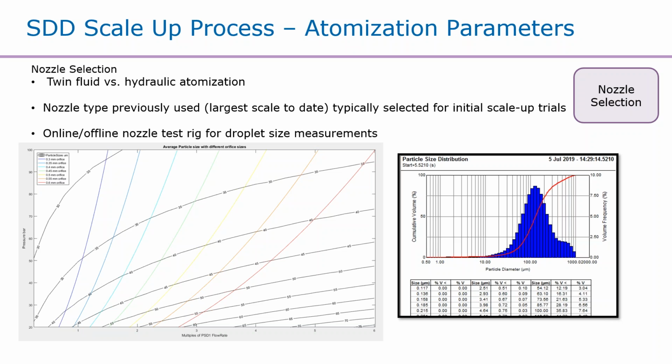And what we have on the left here is a contour plot showing us multiples of PSD1 flow rate on the x-axis and atomization pressure on the y-axis, with contours showing us where the mean droplet size distribution will lie for different nozzle orifices. Again, the whole idea here is essentially to create a lookup table, or curve in this case, that will allow us to pick the correct process parameters for initial applications at scale.